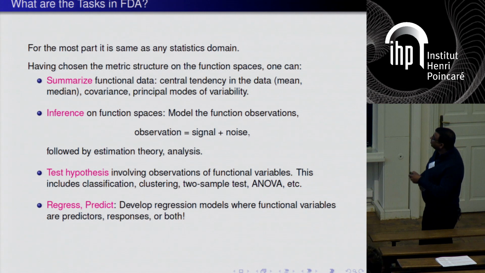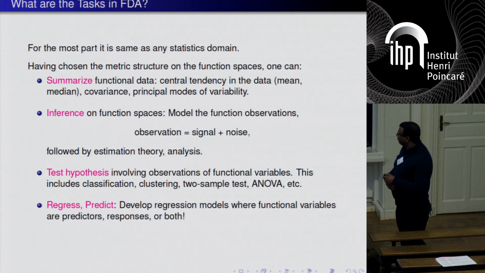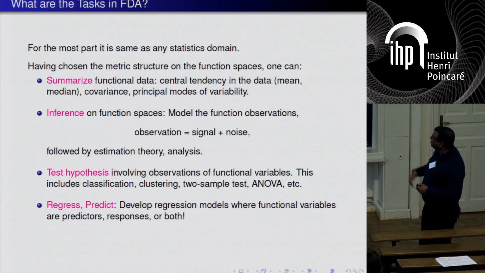You have your given functions. You want to study what the principal modes of variability are. You model the observations of these functions as some kind of signal plus noise, and write down estimation theory. You have some hypothesis, and you develop two-sample tests, k-sample tests, analysis of variance.